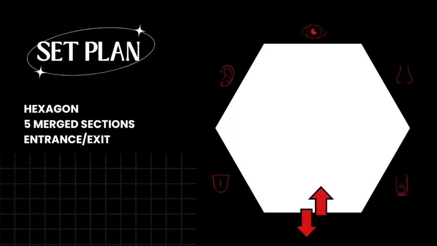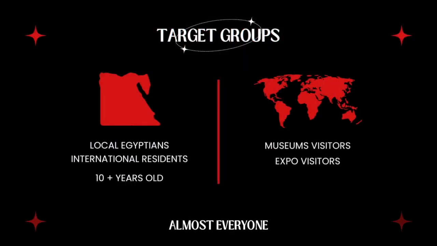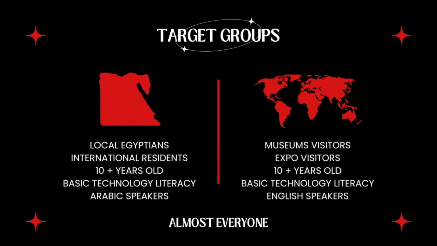As for the plan for the pavilion, I want it to be a hexagon made out of 6 sections, 1 for each sense, and 1 to be an entrance and an exit. All the titles in the pavilion will be subtitled in Arabic and English for local Egyptians and museum visitors to be able to understand and comprehend all the information given. The only thing we're looking for in the target groups are for them to be more than 10 years old and have basic technology literacy to be able to handle the speakers, the systems, and everything in the pavilion.